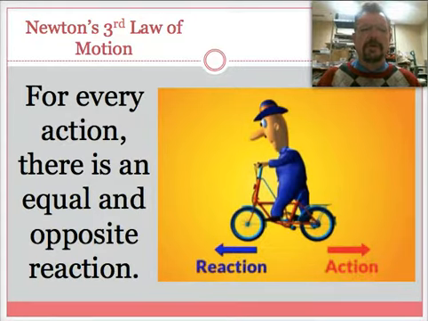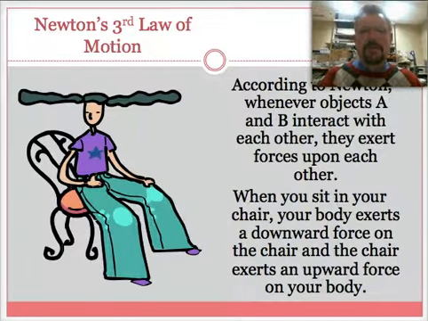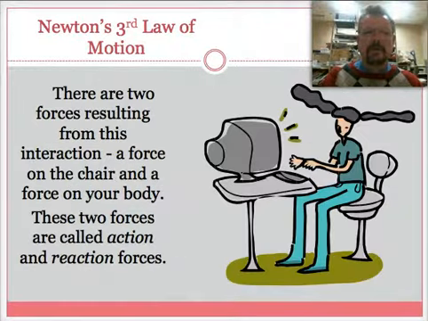Newton's third law of motion states that for every action there is an equal and opposite reaction. According to Newton, whenever object A and object B interact with each other, they exert forces on each other. When you sit in your chair, your body exerts a downward force on the chair, and the chair exerts an upward force on your body. There are two forces resulting from this interaction, a force on the chair and a force on your body. These two forces are called action and reaction forces.